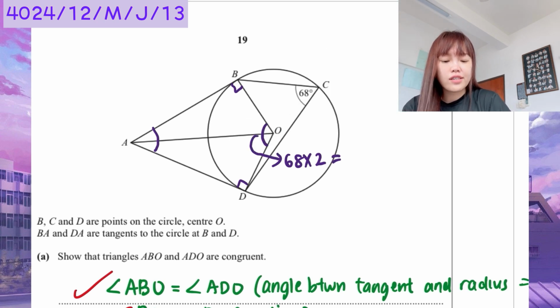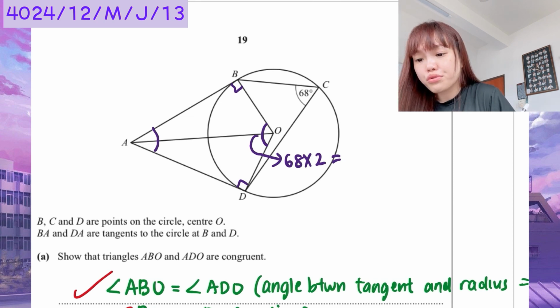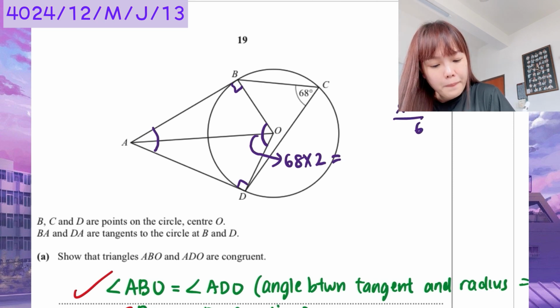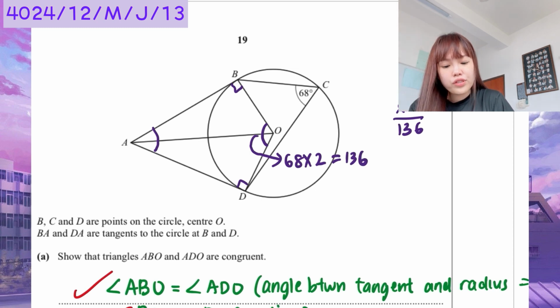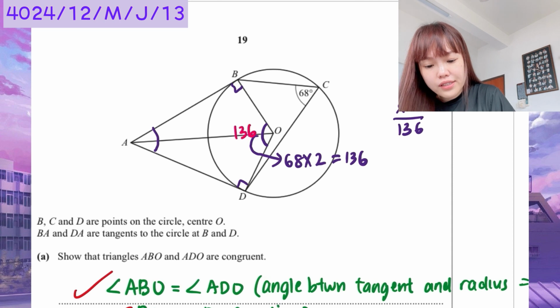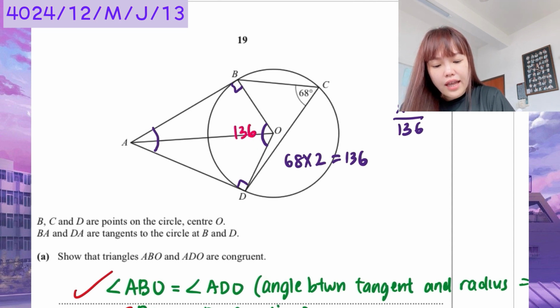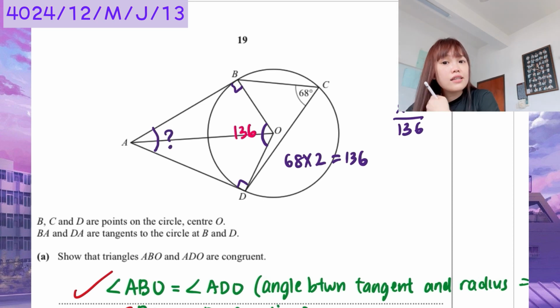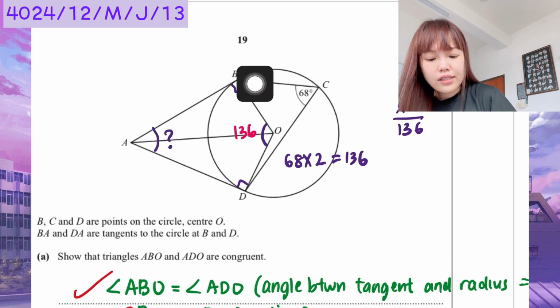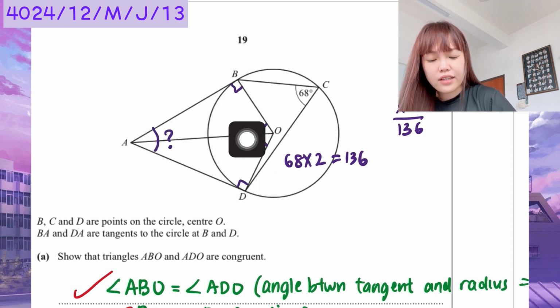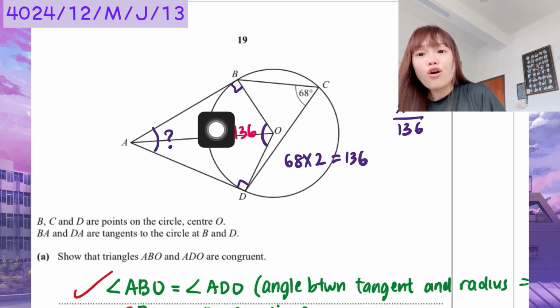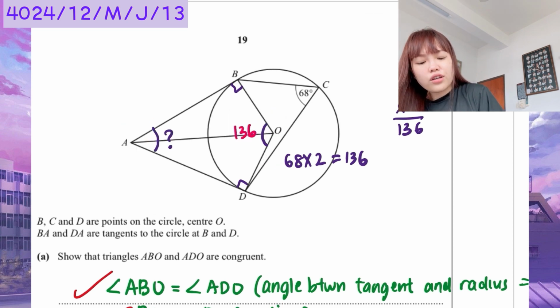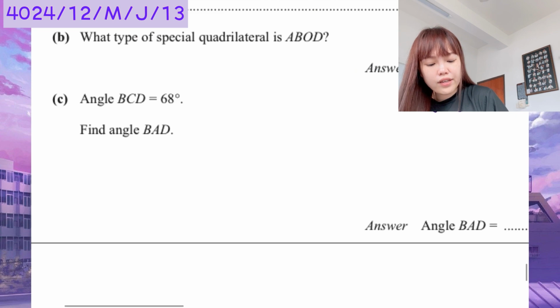The angle at the circumference is 68. So 68 times 2 is, I show you, 136. Okay, 136. So this angle is 136. Okay, since the angle here is 136, we need to find this angle here BAD, right? Okay, as I said just now, since this is also a cyclic quadrilateral, the opposite angle here is 180. So the opposite angle here is also 180. So you can use 180 to minus 136 to find the answer.